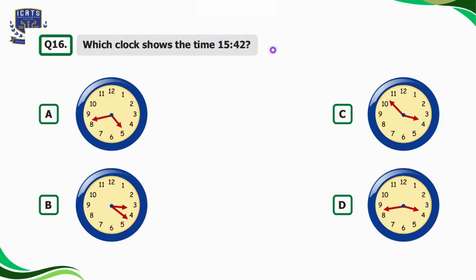So if we look at all our options, option D is representing the correct time, because here the hour hand has not crossed 4. It's behind 4. It means it's representing 3, means 15. And the minutes hand is just above 8. So we know that to find out the minutes, we multiply the number by 5. 5 8s are 40, and then we can add 2 more minutes, which will be 42. So we will select option D here.